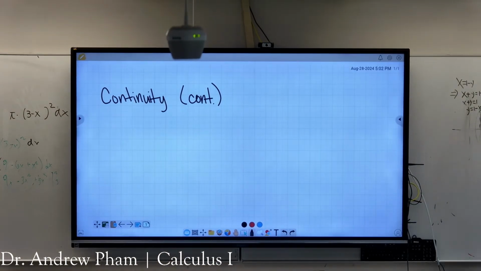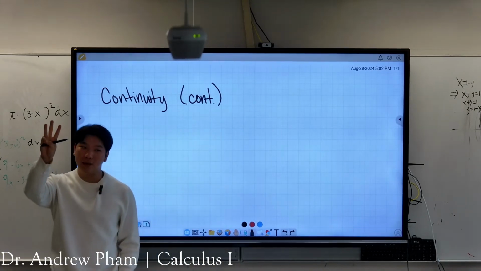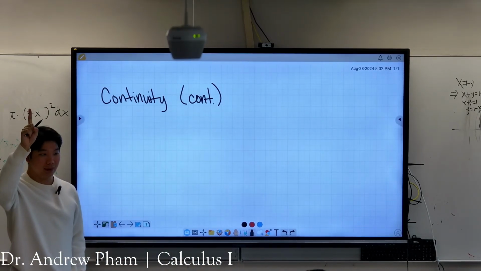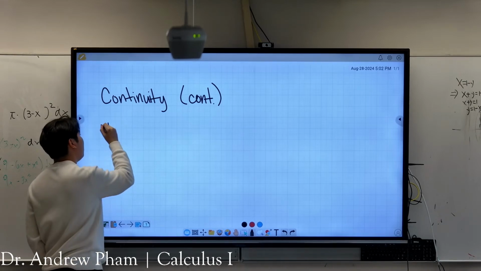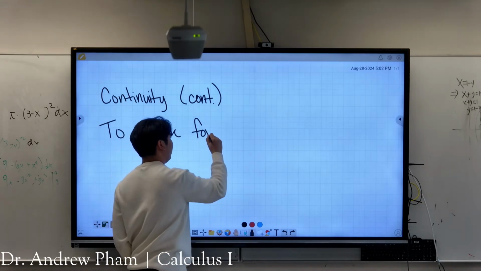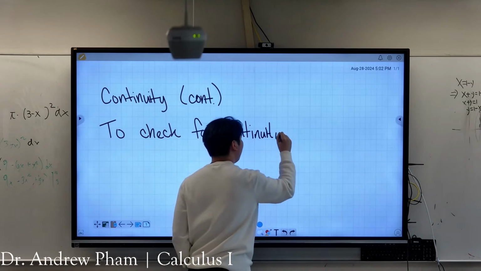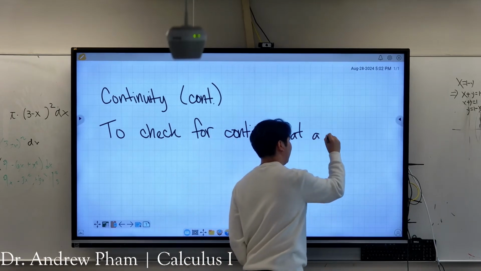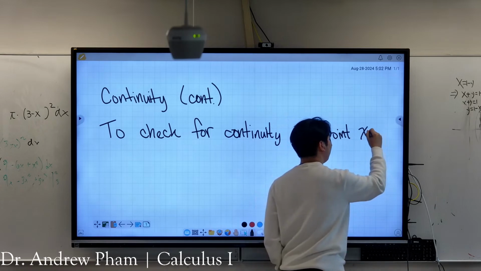So let's recap. How did I check for continuity at a single point? I had three things. What was the first thing? Yeah, to see is the function defined at a point. So to check for continuity at a point, this is what we did last time. Let's call it x equal to a.